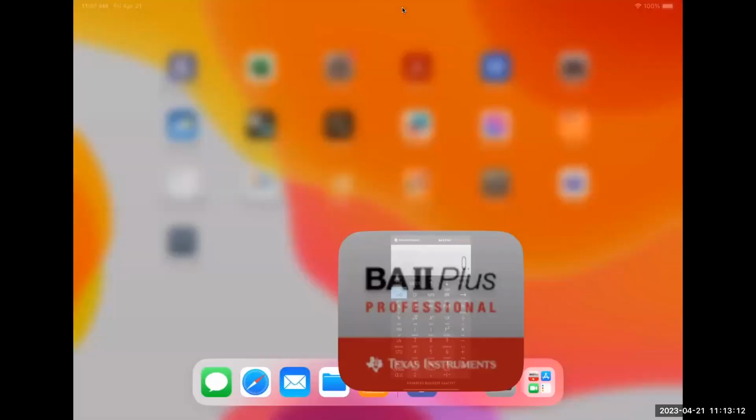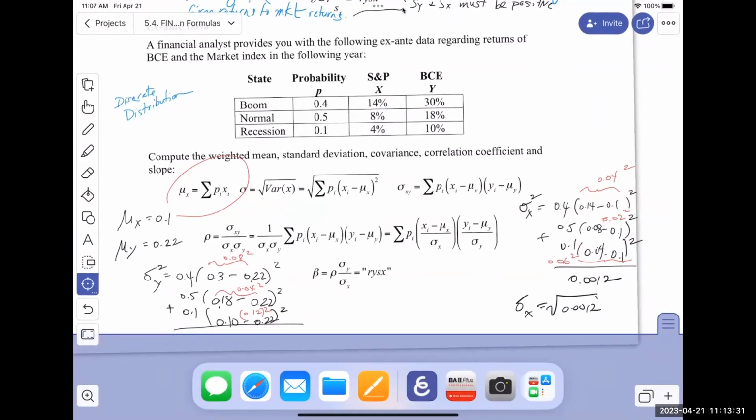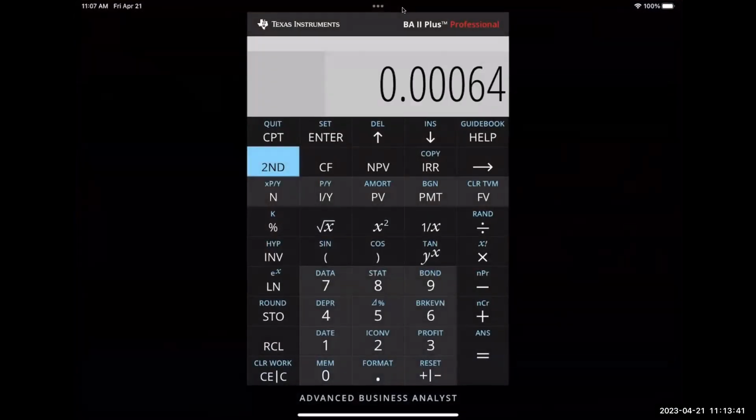By y? So the third one is 0.04 minus 0.1 is negative 0.06. So it's 0.06 squared, which is 0.00036. And then when you add them, so again, this is the first, this is the second, this is the third, 0.00036.